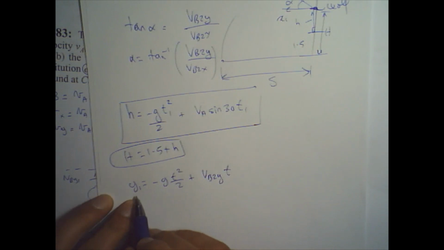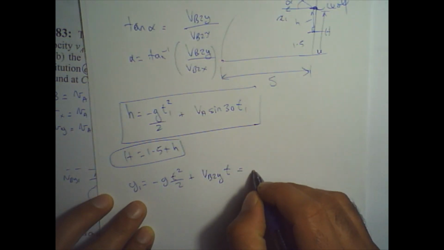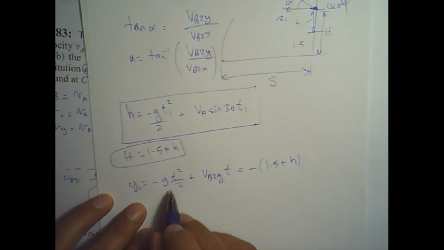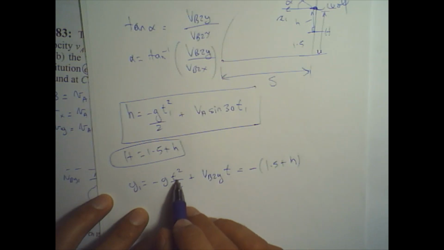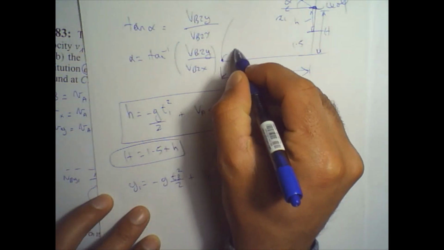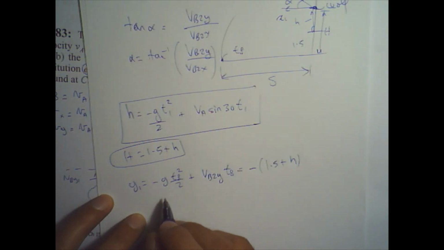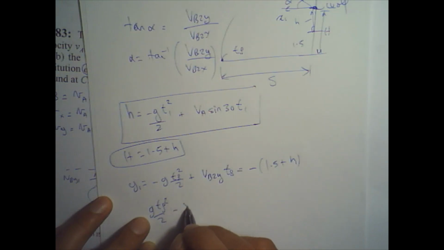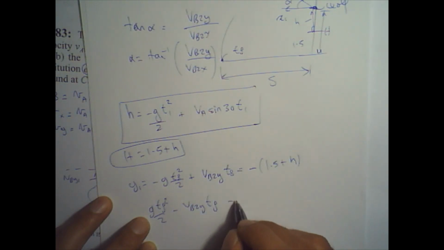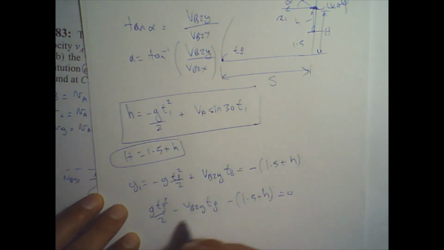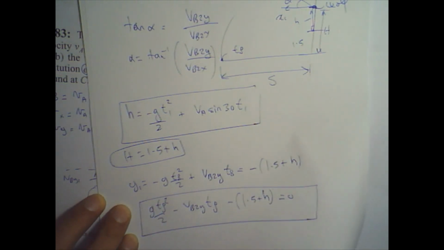All right, so that is going to be equal to minus 1.5 plus h. What remains here is to solve for t. So we're going to solve for this tf, which gives me the time when the ball is at minus large h. So we're going to end up with g tf squared over 2 minus VB2y tf minus 1.5 plus h is equal to 0. So this is a quadratic equation that you can solve.